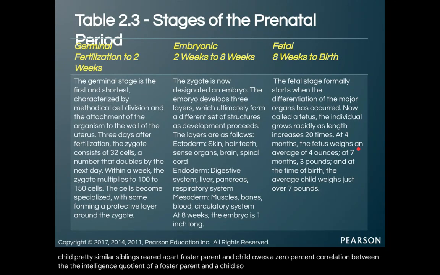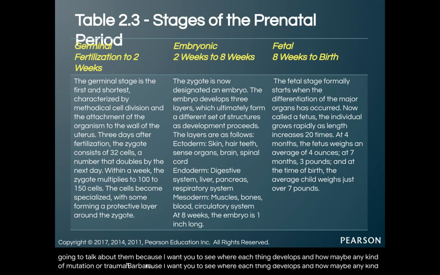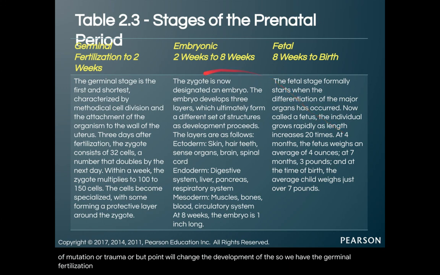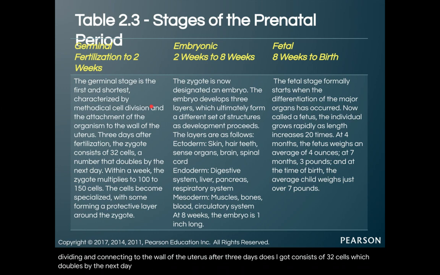So there's a few stages of prenatal period. We're going to talk about them because I want you to see where each thing develops and how maybe any kind of mutation or trauma at that point will change the development of the embryo. So we have the germinal fertilization, which is up to 2 weeks. The germinal stage is first and shortest. That's where the cells are dividing and connecting to the wall of the uterus. After 3 days, the zygote consists of 32 cells, which doubles by the next day. It's crazy.